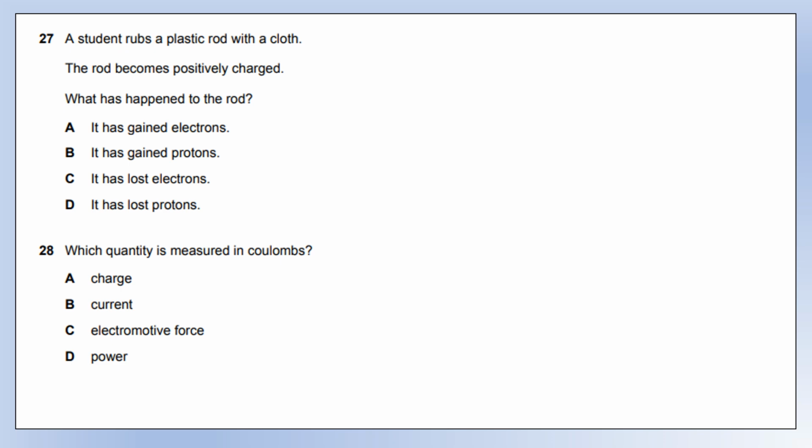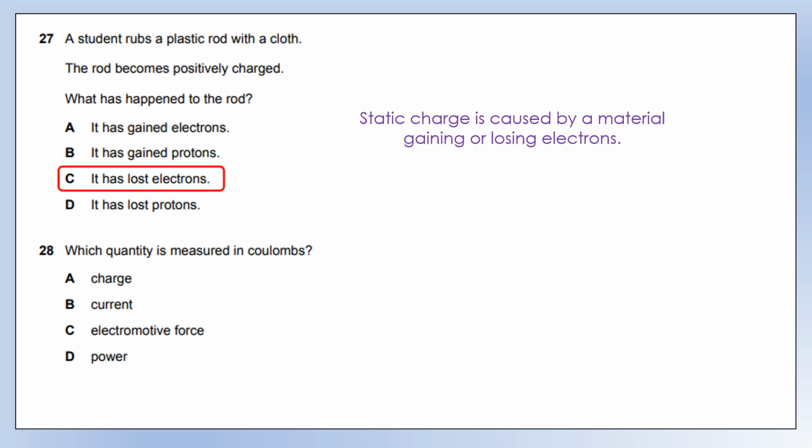A student rubs a plastic rod with a cloth. The rod becomes positively charged. What happens to the rod? Well, if it's become positively charged, it must have lost electrons, because static charge is caused by either gaining or losing them. So if it's positive, it's lost electrons. What quantity is measured in coulombs? That's charge. You just have to know that.